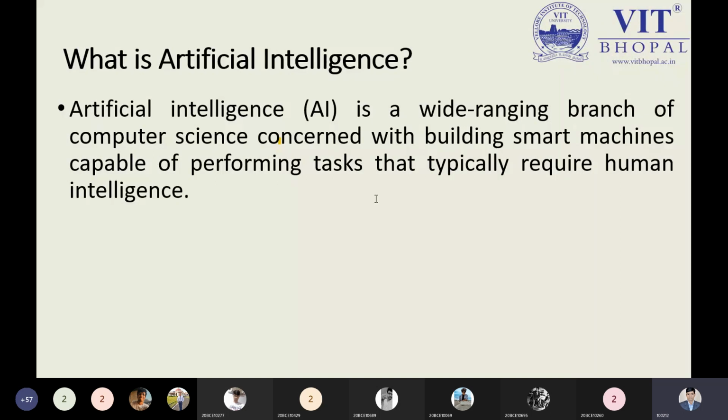What is the AI? So, artificial intelligence is a wide-ranging branch of computer science concerned with building smart machines capable of performing tasks that typically require human intelligence. This is a technical term which is written. So, I can simplify this in a simple way. Artificial intelligence is the ability of a digital computer or computer-controlled robot to perform tasks commonly associated with intelligent beings.